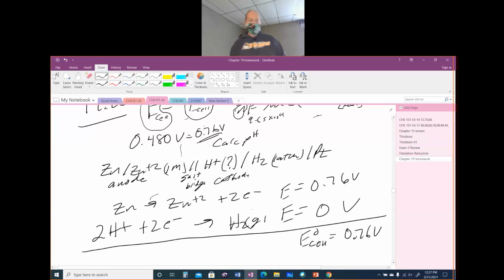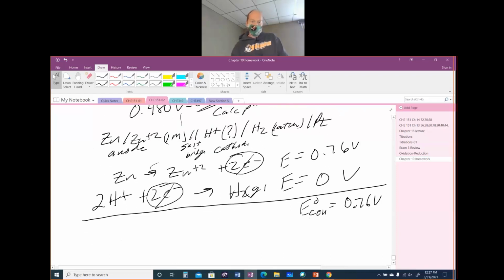All right, and also from writing these cell reactions, you see that your N value is 2 electrons gained, 2 electrons lost. So now we have our value for N. It is 2 moles of electrons. Now we write the overall reaction. The overall reaction is zinc plus 2H plus yields zinc 2+ plus H2 gas.